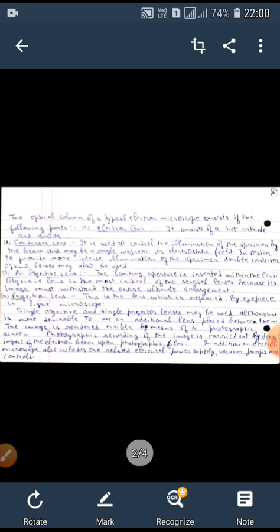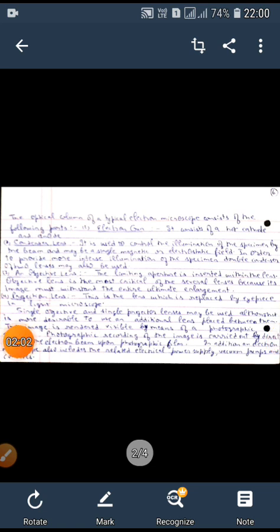A single objective and single projector lens may also be used, although it is more desirable to use an additional lens placed between them. The image is rendered visible by means of a photographic screen. Photographic recording of the image is carried out by a direct impact of the electron beam upon photographic film. In addition, an electron microscope also includes the related electrical power supply, vacuum pumps, and controls.